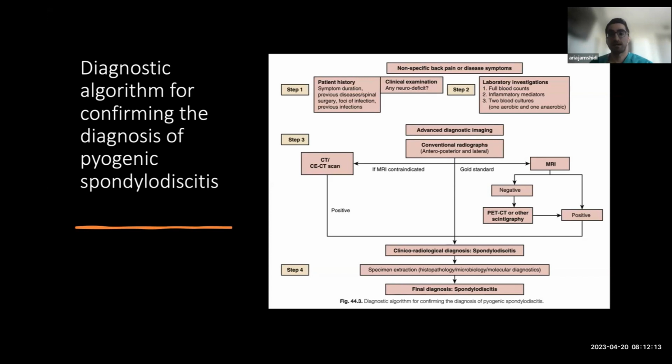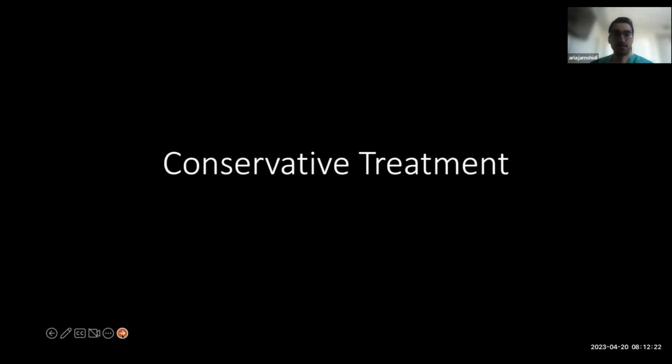No one's going to fault you for that. But gold standard is definitely MRI. And once you confirm diagnosis, you can then go on to the next steps. So now on to the next step. I first want to discuss conservative treatment and its controversies, as well as surgical treatment thereafter.